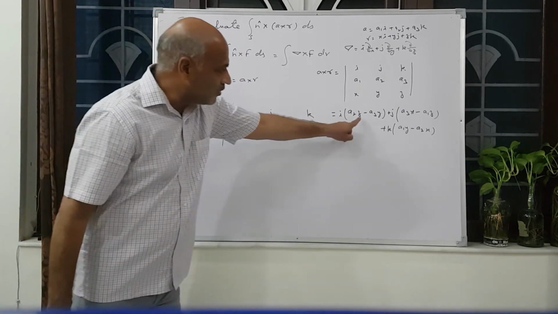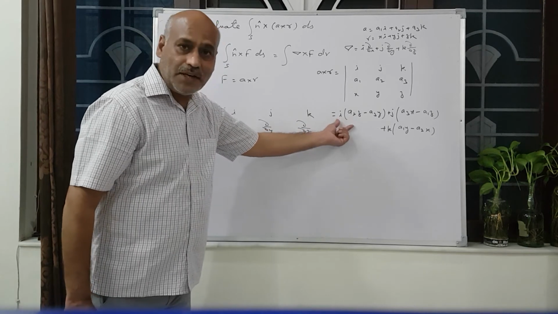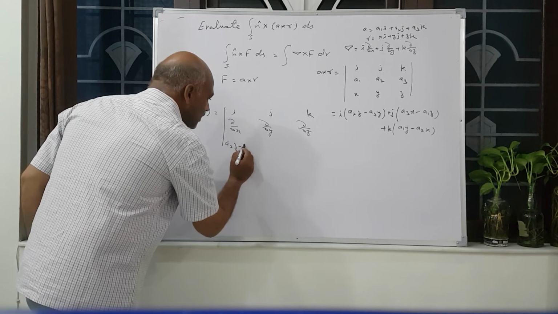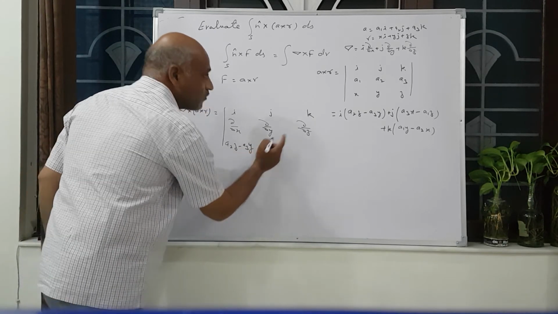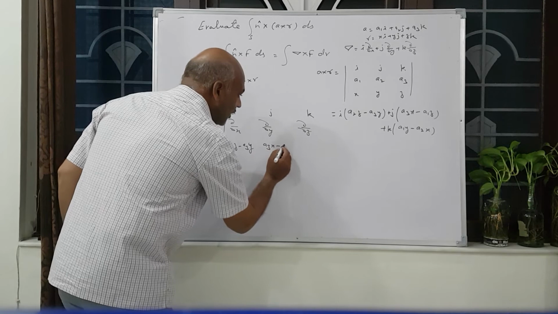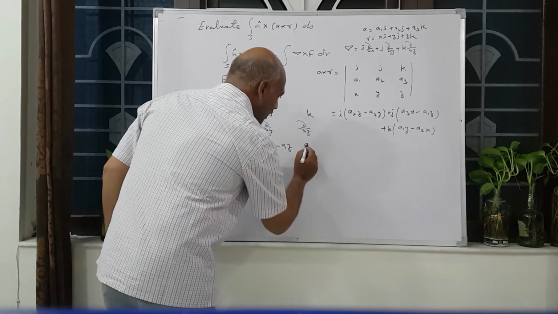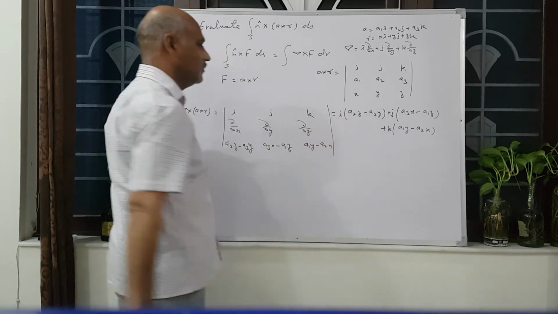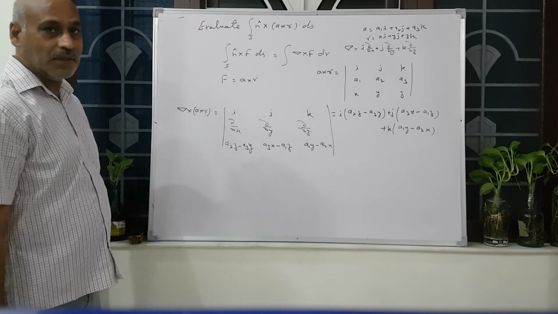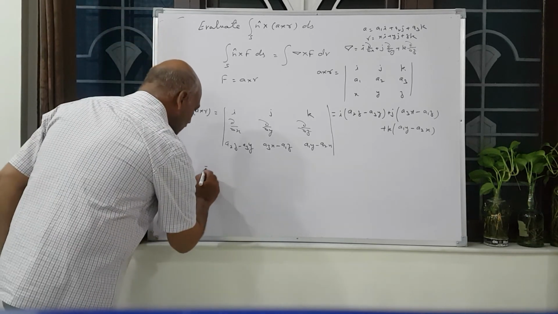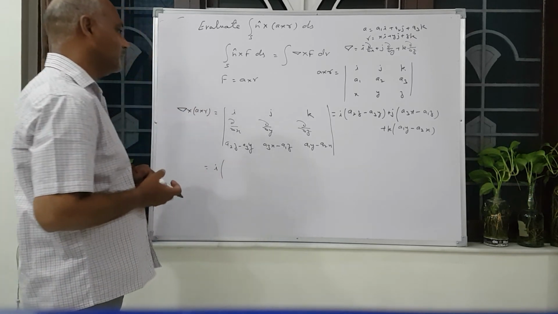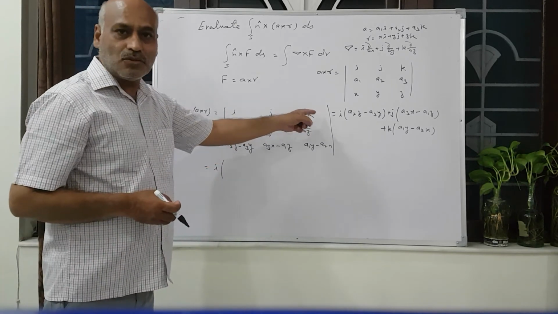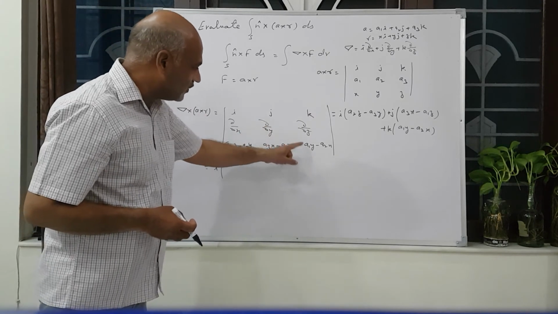Now A cross R. So we write the coefficients of i, j and k first. The coefficients of A cross R are A2z minus A3y, A3x minus A1z, and A1y minus A2x. So now we have to evaluate this. For i, this column and this row we eliminate. Now multiply this one and this one.